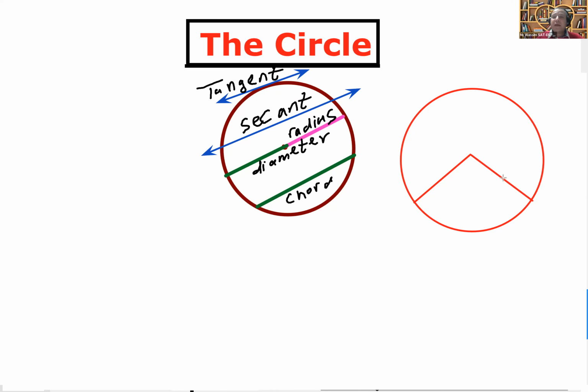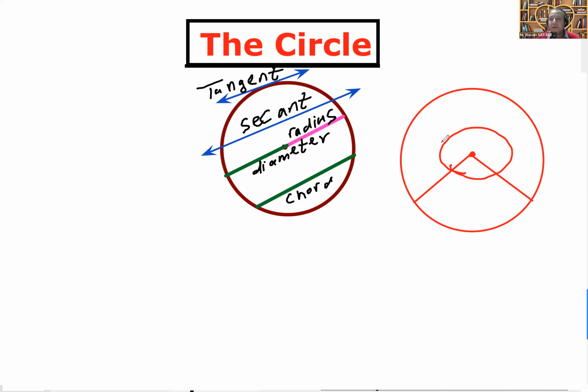Now any circle, how many degrees? One complete circle, how many degrees? 360. And any point, how many degrees? Any point around this point, how many degrees? Also 360. Around any point is also 360. Any circle is 360 and any point.